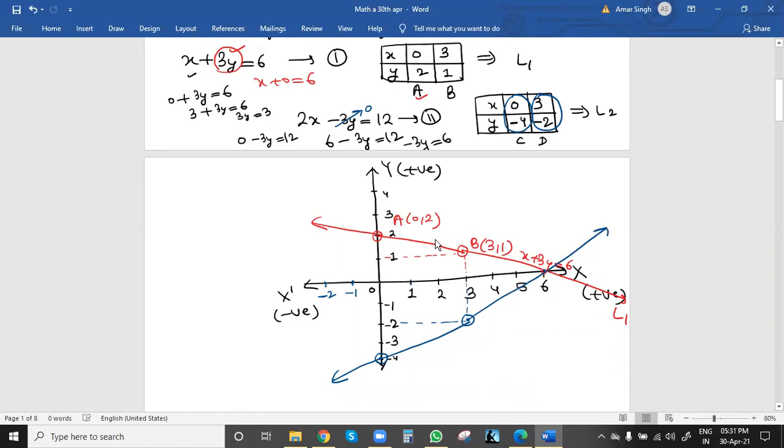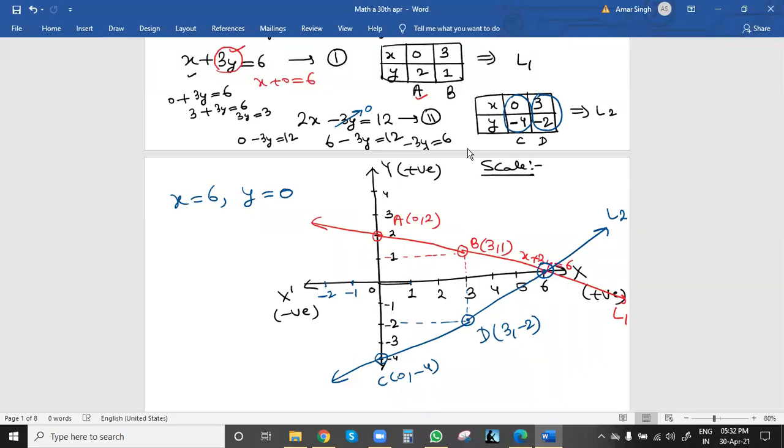So this was the point C, 0, minus 4, D point 3, minus 2, line L2. Both the lines are intersecting at a point, this point 6, 0. So this intersection point will be the solution. X equal to 6, y equal to 0 are the solution values of the given pair of linear equations. Suppose you want to write scale.